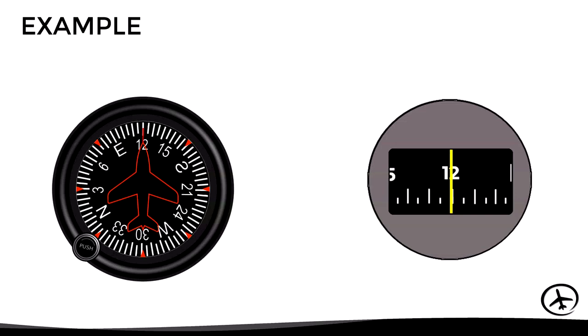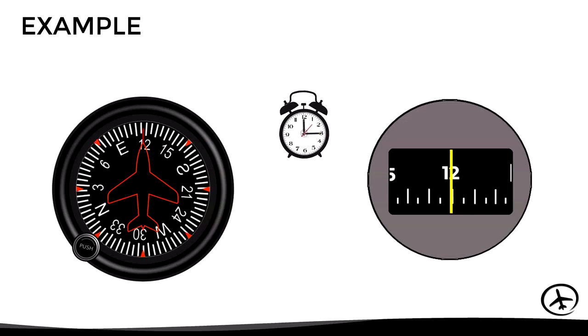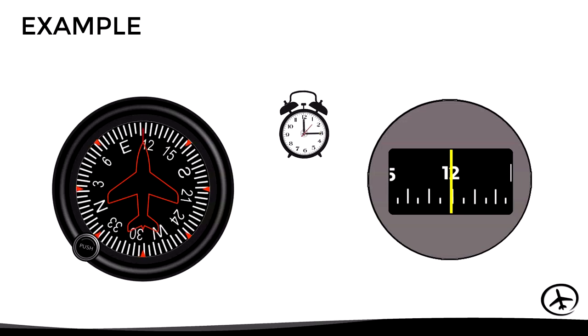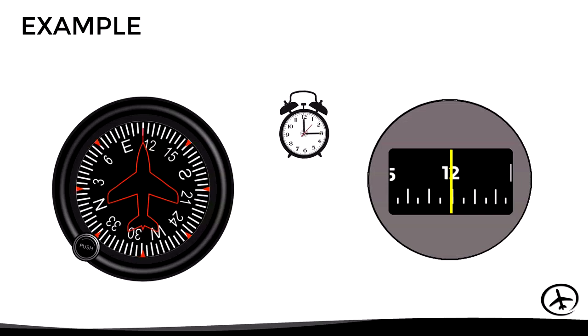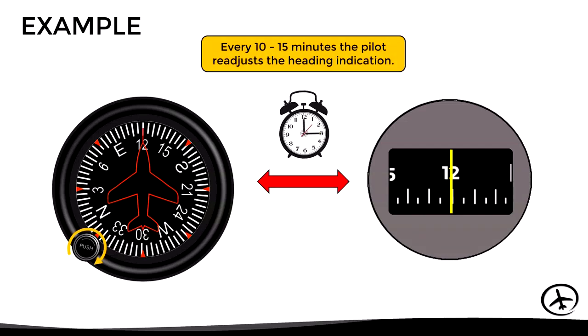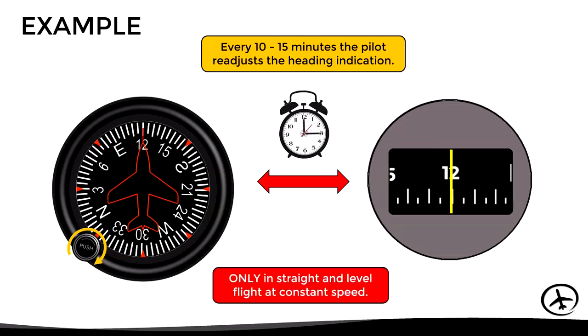However, due to the effects of real and apparent wander, the heading indicator will drift progressively with time. In this case, now the heading indicator is showing a heading of 110, even though the compass continues to indicate the correct heading of 120. In this situation, the pilot will have to use the adjustment knob to reset the heading indicator according to the magnetic compass indication. But again, this should only be made while flying straight and at a constant speed.